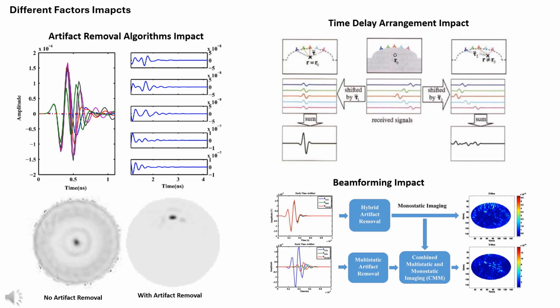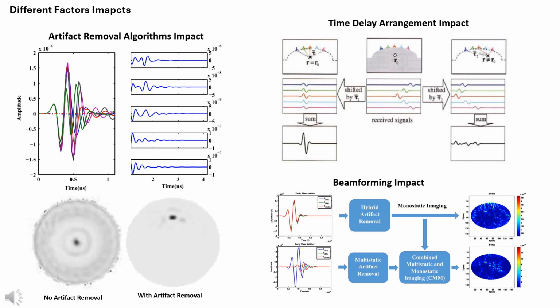Finally, the workflow converges in the combined multistatic and monostatic imaging (CMM) approach, where both techniques are utilized together to enhance the final image. The images shown to the right of this workflow demonstrate the success of these methods, with improved clarity and resolution in the final image. Overall, the slide presents a complete workflow for improving signal and image quality in a radar or microwave imaging system.